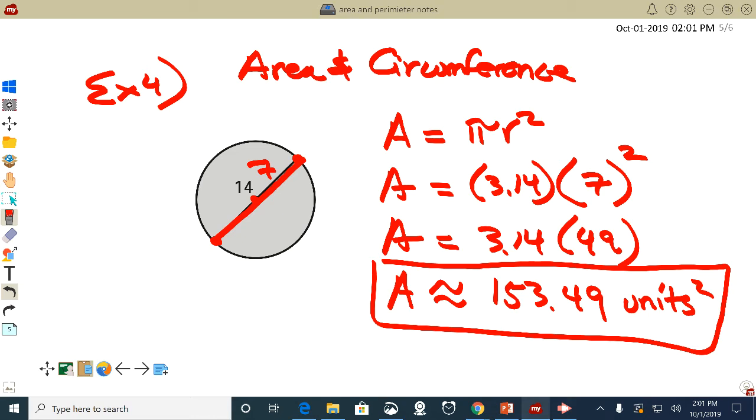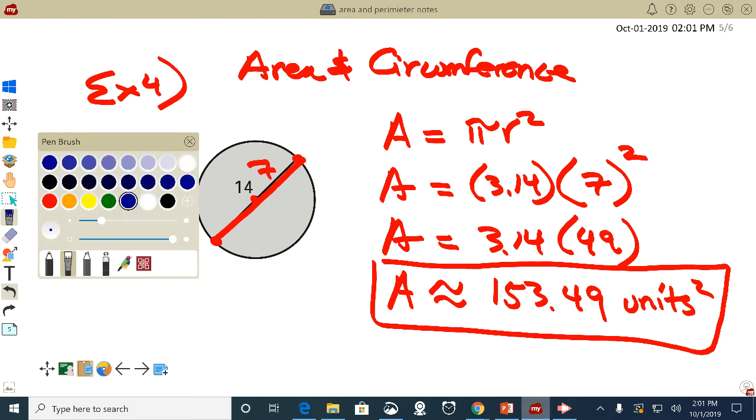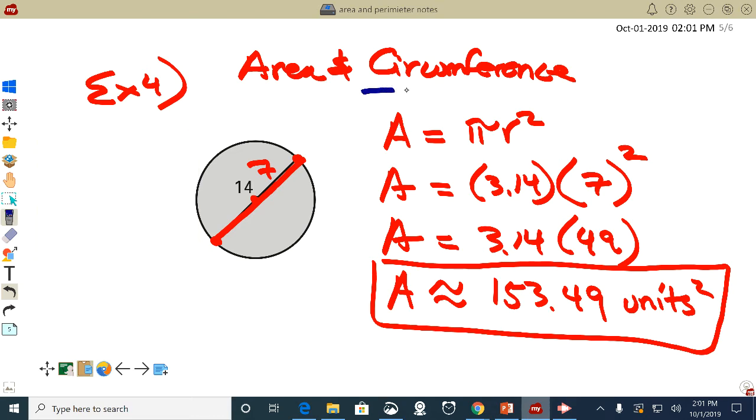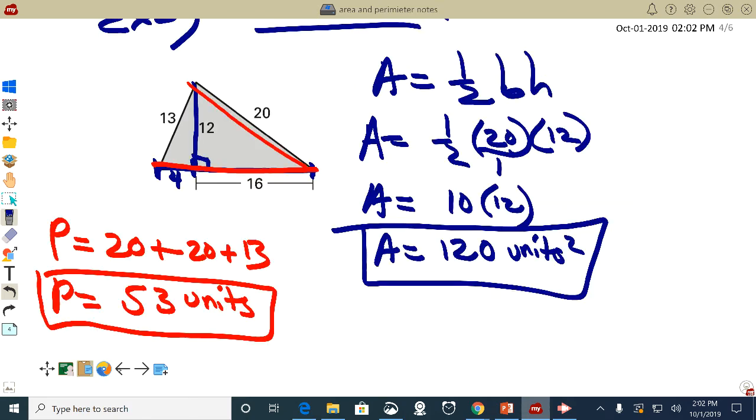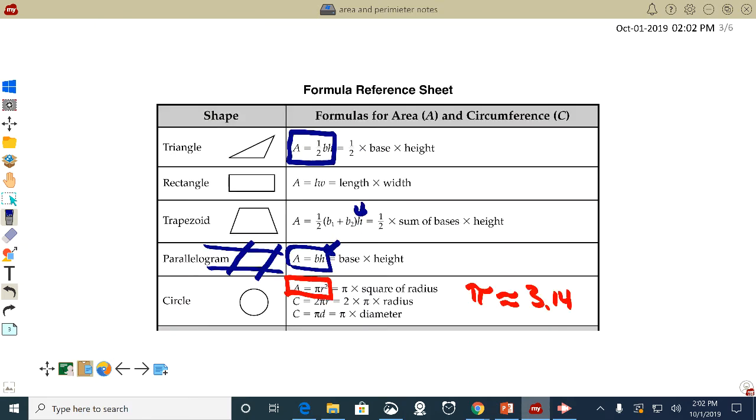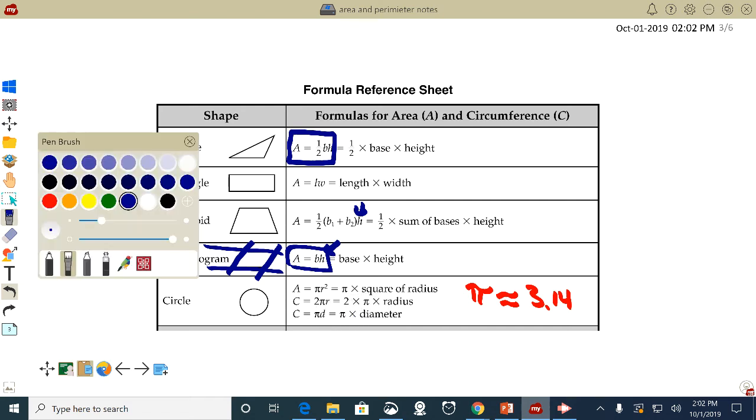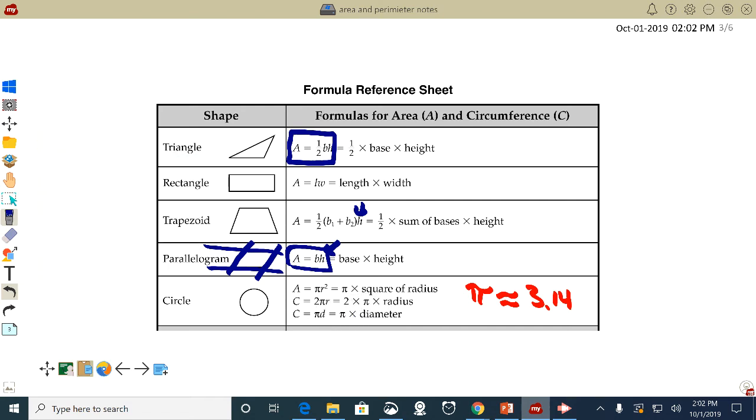Let me go Dodger blue for the circumference. Now again, circumference is just the outside. It's like a fancy word for perimeter of a circle. So let me go back to my formula table. Circumference formula is, you have two to choose from. Check it out. Whichever one you prefer. You have circumference equals 2 times pi times the radius or pi times the diameter.